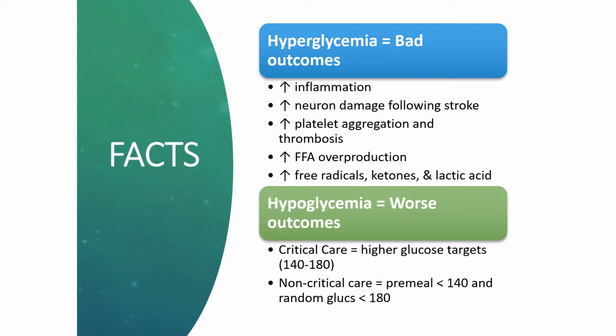Hypoglycemia has even worse outcomes. So the typical goal is if the patient's in critical care, you want their blood sugar a little bit higher at 140 to 180. That should be the goal. Whereas if they're not in critical care, say a medical or progressive care, you want their pre-meal glucose less than 140 and random glucometers less than 180.